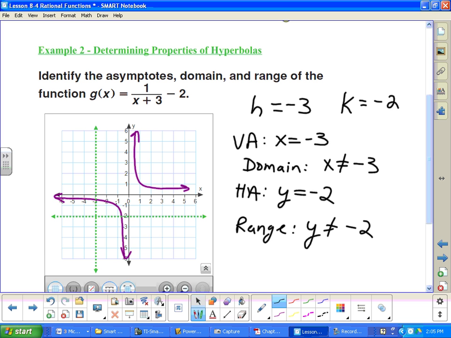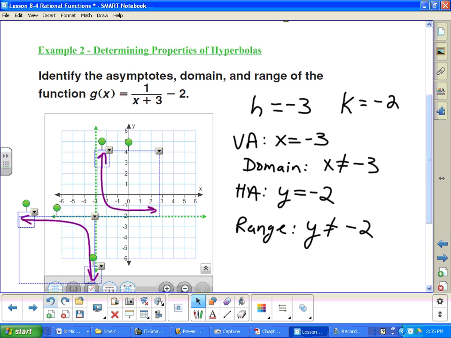And then the graph then, that means that this graph is moved to there. So all I've done is taken that parent function and moved it 3 to the left and down 2. Now sometimes we might have a number here instead of 1, and that would mean it would be stretched out a little bit further, okay? But my main thing for you to understand is where the asymptotes are and what the graph looks like in there.